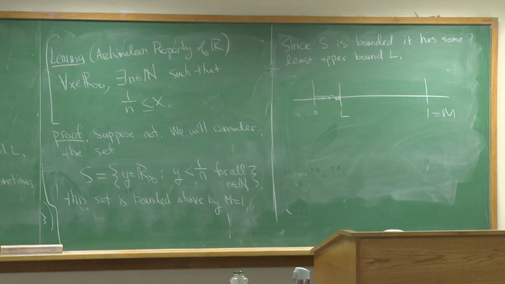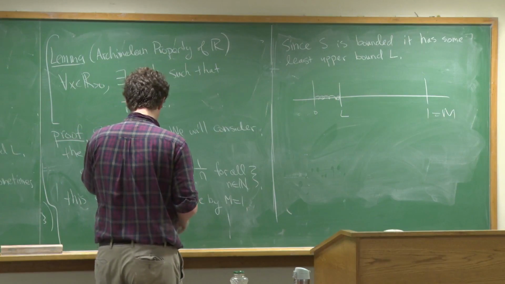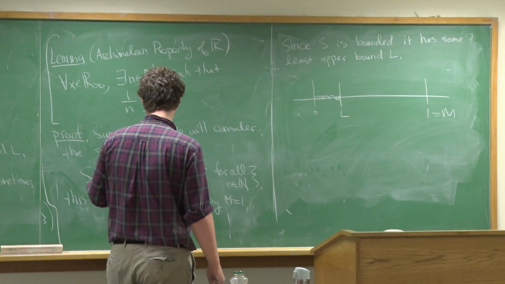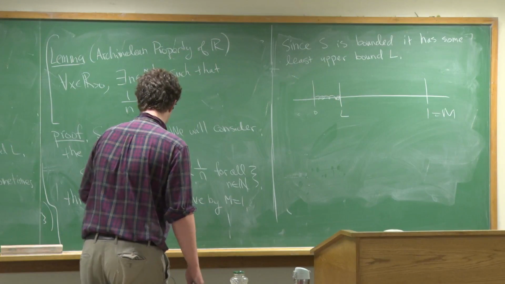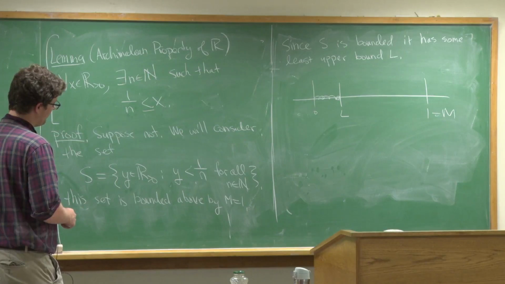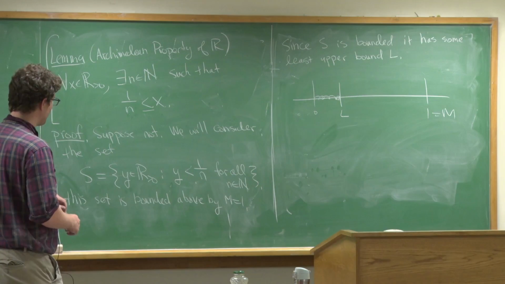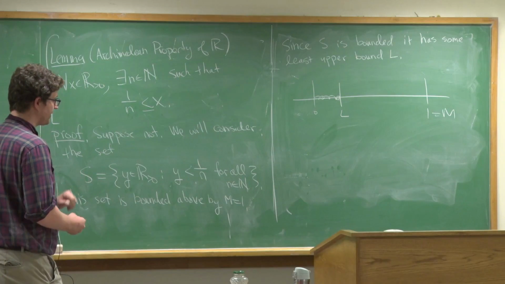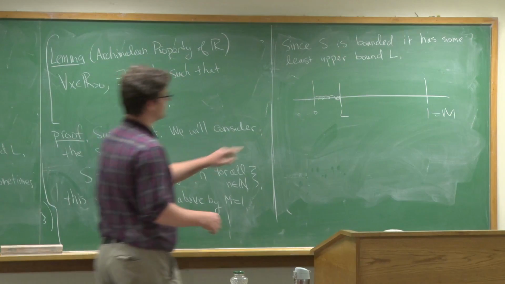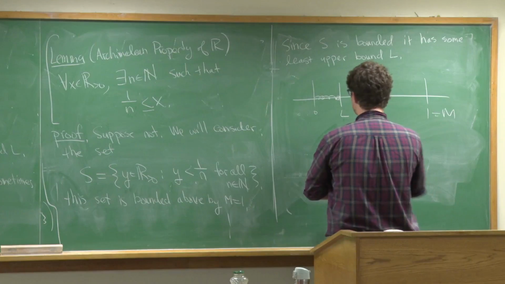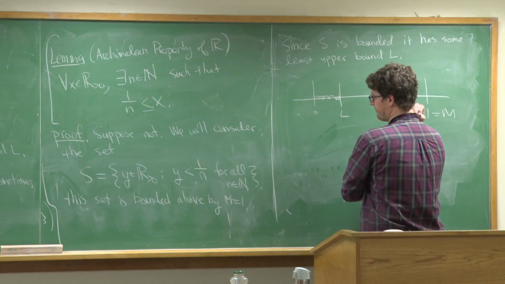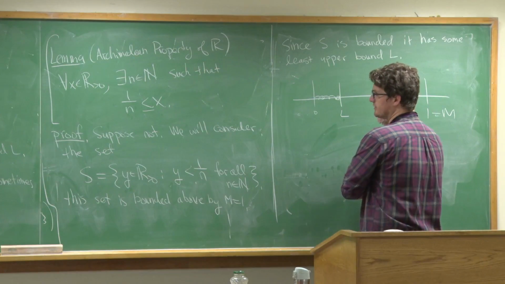All right. So what I want to do is I want to violate this. What do I want to do? I want to produce an upper bound. So we have this least upper bound here, and what I want to do is produce a contradiction.